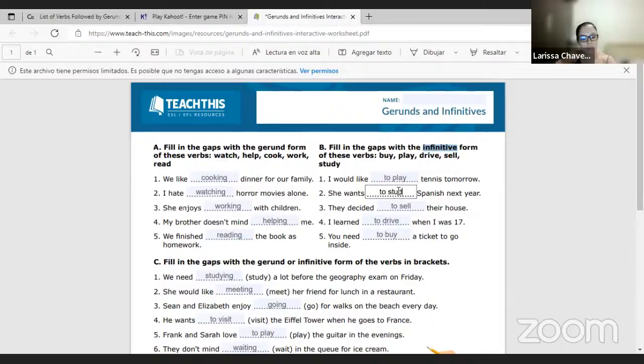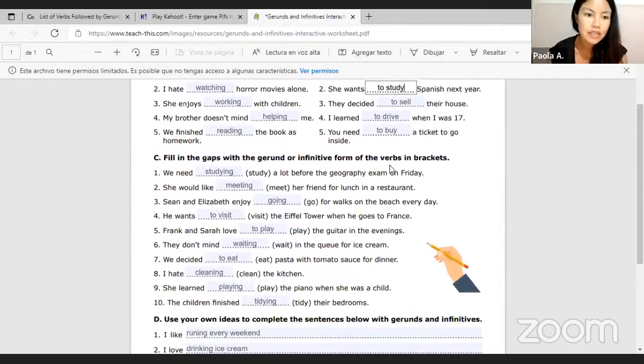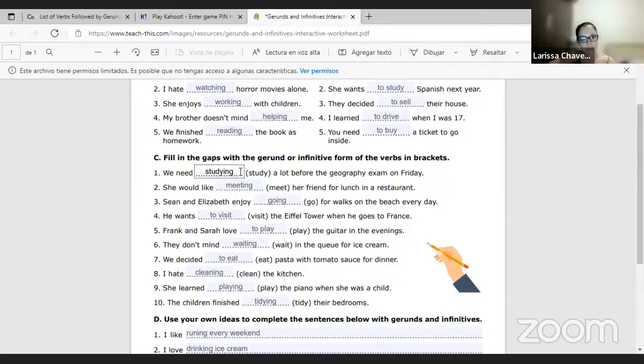Excellent, correct. Now let's see the next part, the second part. Yes, we have to choose between one or another. So the first one, what's the verb? We need to study. Actually, it's just to study. Yes, we need to study. When we have need, we use an infinitive.